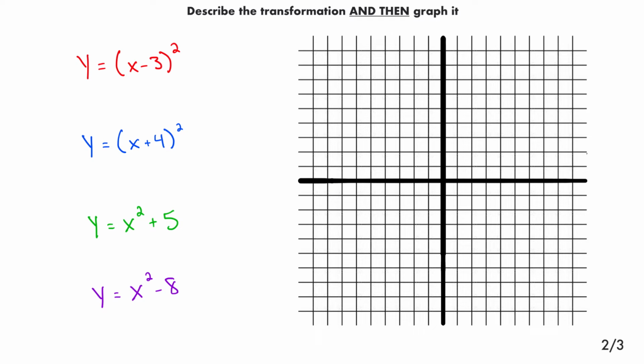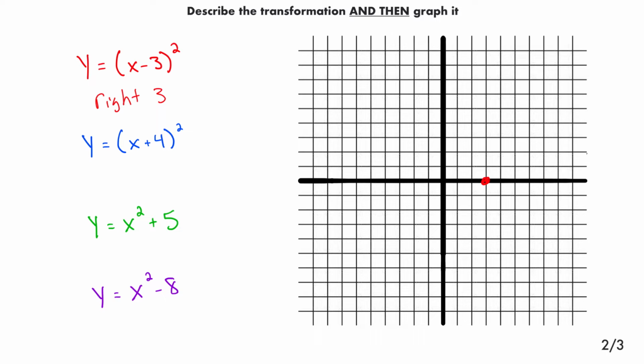First, I got the equation y equals the quantity of x minus 3 quantity squared. If I have a subtraction of something next to the x inside the parentheses, that is going to let me move to the right by whatever that number is. So this is right 3. If you go right 3, that'll take you right here. This is the location of your vertex.